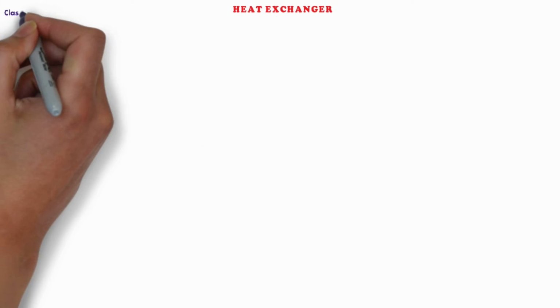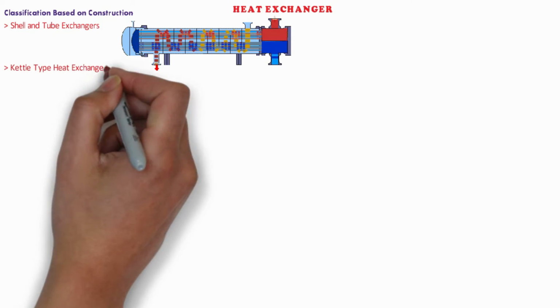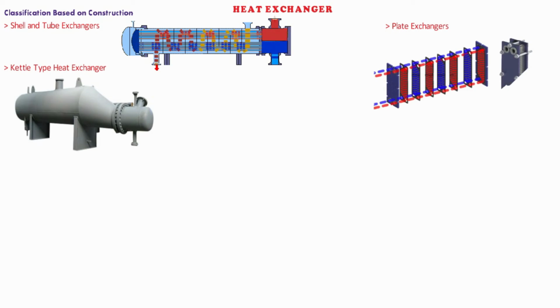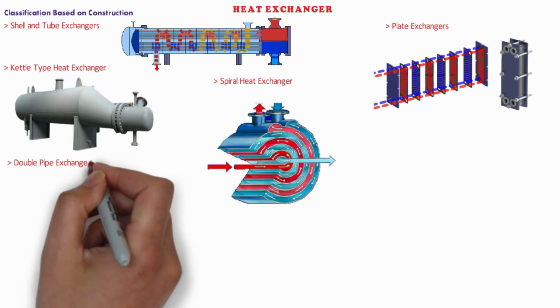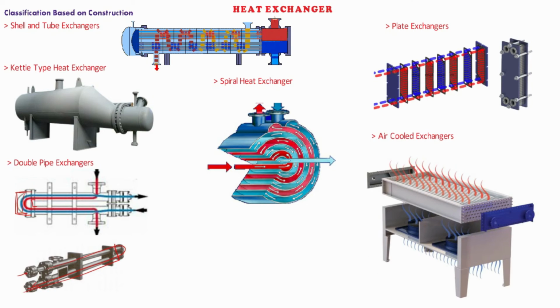The last type is the classification based on heat exchanger construction, which is: first, shell and tube exchangers, second, kettle type reboilers, third, plate heat exchangers, fourth, spiral heat exchangers, fifth, double pipe exchangers, sixth, air cooler exchangers. We are going to cover each one of these exchangers in separate videos for their basic components, piping layout, maintenance requirements, applications and all other related details.